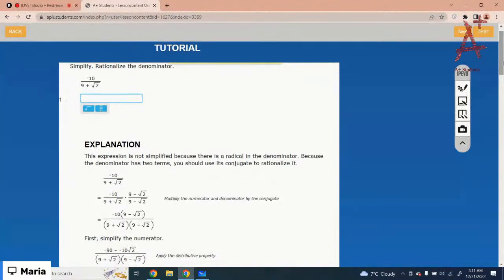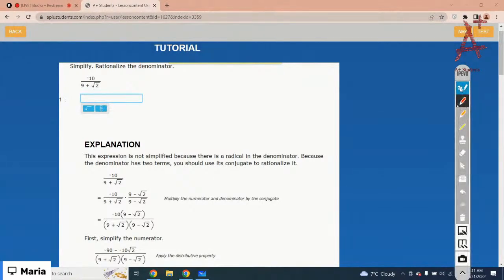Okay, the first one is negative 10 divided by 9 plus square root 2. The expression is not simplified because there is a radical in the denominator. The question is to simplify, but we cannot simplify because we have a radical in the denominator. So what we have to do, and it has two terms, 9 plus square root 2, they are adding. So you have to rationalize.